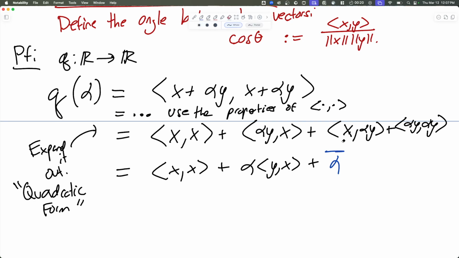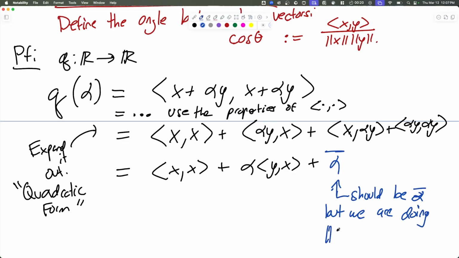Okay. So I'll write, there should be a bar here. Should be alpha bar. But we are doing R only today. And so alpha equals alpha bar. Okay, they're the same thing. And so I'm just going to write alpha. And when it's real valued, you really can just pull out alpha from the second component. So you get alpha times xy.